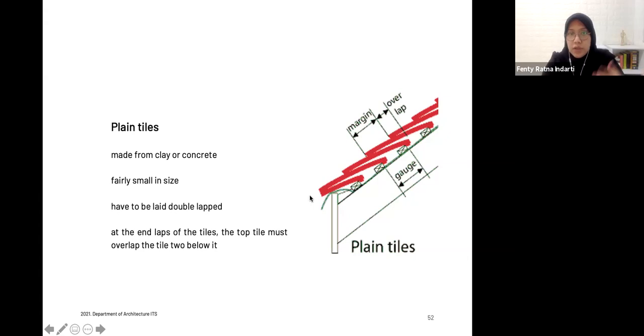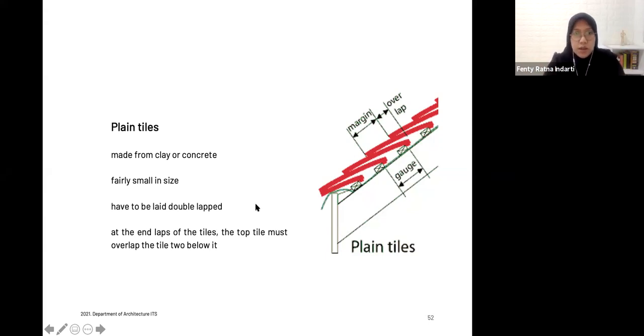That's why there are several types of methods to attach it to the roof batten. So this is what plain tiles are. And then at the end of the laps, the top tile must overlap the tile two below it, like this. This is what is called plain tiles. Usually we use this type of arrangement if the terracotta tiles are flat and also small in size.